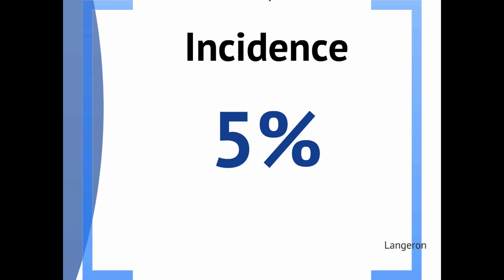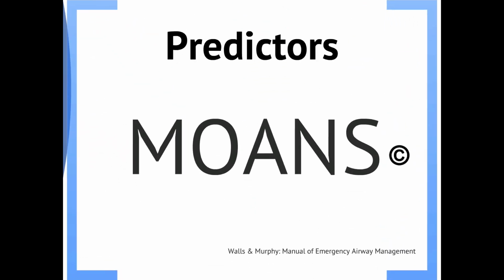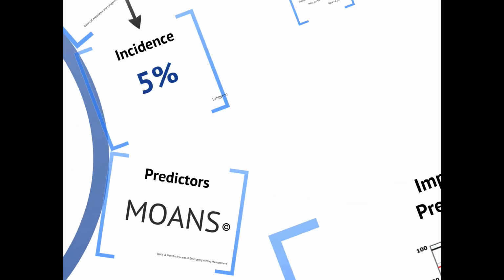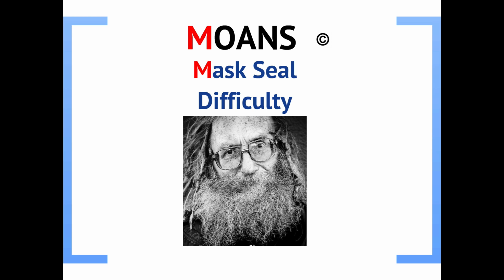So there's this mnemonic, and the mnemonic is MOANS, and MOANS is something that Walls and Murphy developed. If you are so inclined and you want to learn more about emergency airway management, buy their book, The Manual of Emergency Airway Management. They're in their 4th edition now. It's an absolutely phenomenal book. It's pretty much the Bible of airway management. So MOANS is a mnemonic that we can utilize to assess our patient and to predict difficulty in bag valve mask. So what does MOANS stand for?